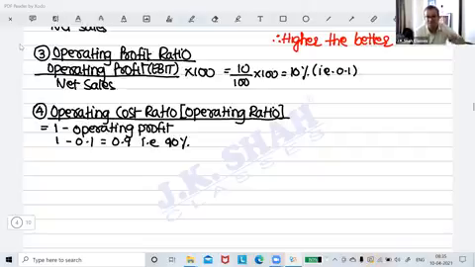So the operating cost ratio would be 90%. But you have a second option also: you take operating costs upon net sales.